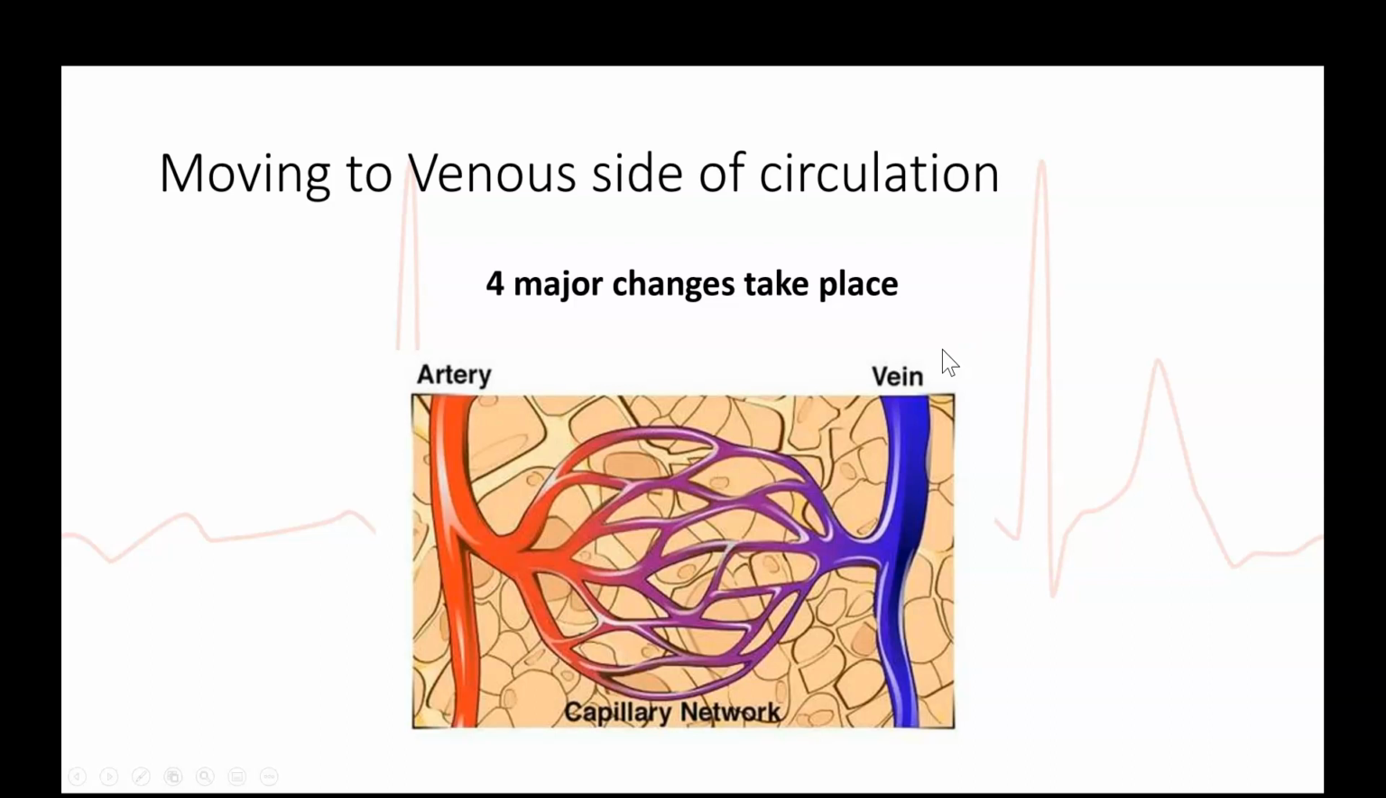Okay, so next we are going to talk about 4 major changes that take place moving from the arterial side of circulation, or systemic side of circulation, to the venous side of circulation. We're going to pick that up on the next video.